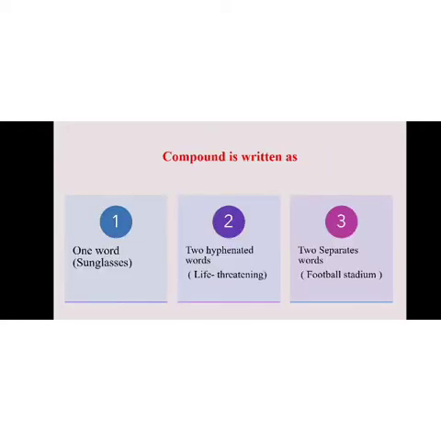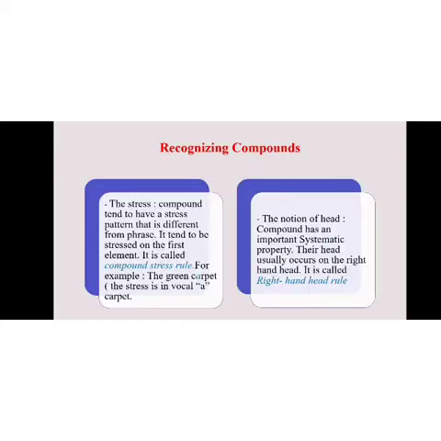And compounds can be written in three types. The first one, one word, for example, sunglasses. The second is two hyphenated words, for example, life-threatening. And the last is two separate words, for example, football stadium.